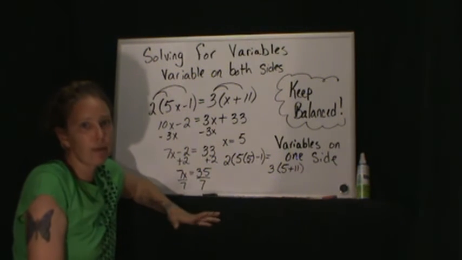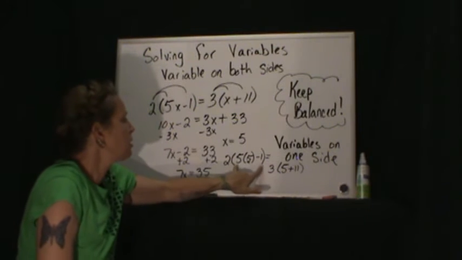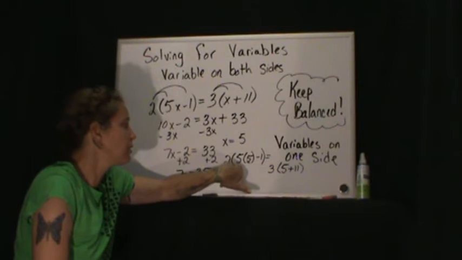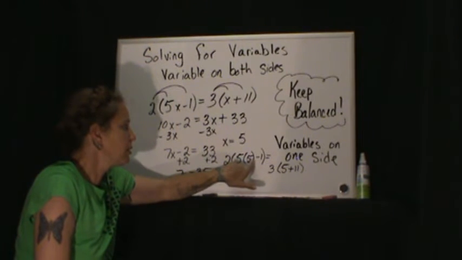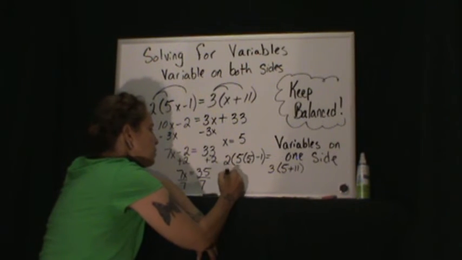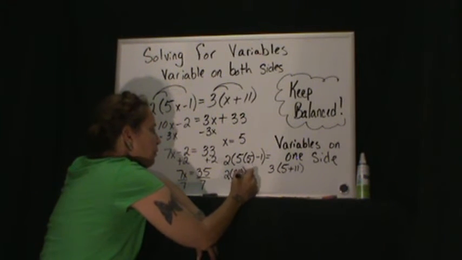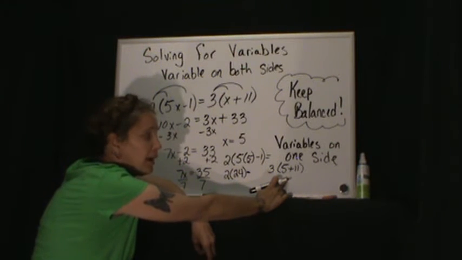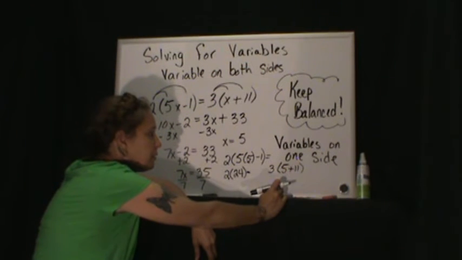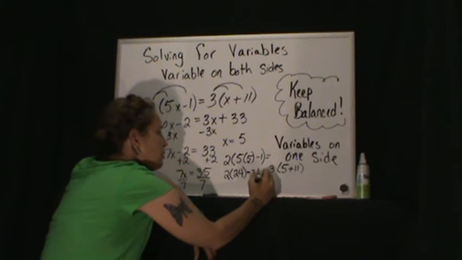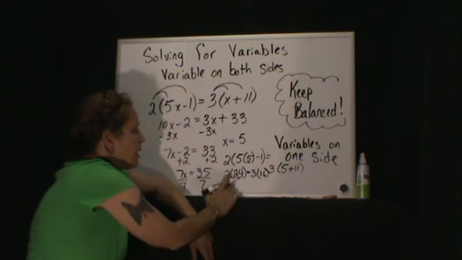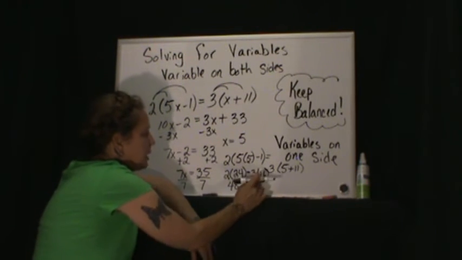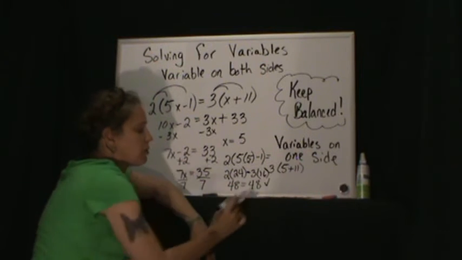Alright, order of operations, you do inside your parentheses first. In this one we have 2 operations happening inside of our parentheses. So we're going to multiply first and then subtract. 5 times 5 is 25, minus 1 is 24. In this one we only have 1 operation inside of our parentheses, so we can go ahead and add. 5 plus 11 is 16. And now we can multiply these numbers. 2 times 24 is 48. 3 times 16 is 48. So our answer checks.